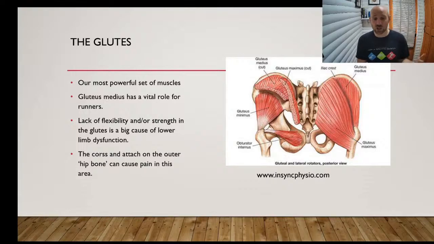So they attach onto the outer hip bone, what we might term the hip bone. So we've got what we call a greater trochanter on the outside here, and you can see these glute muscles come in and attach onto the outside. So a lot of the time if we're getting that pain on the outside of the hip, it might be these muscles that we want to be investigating.